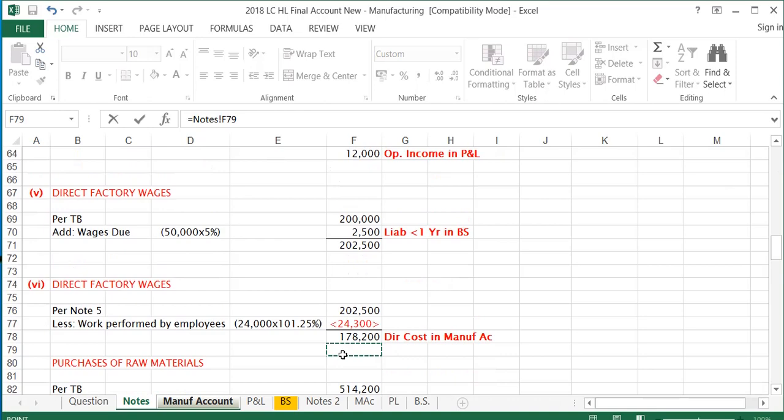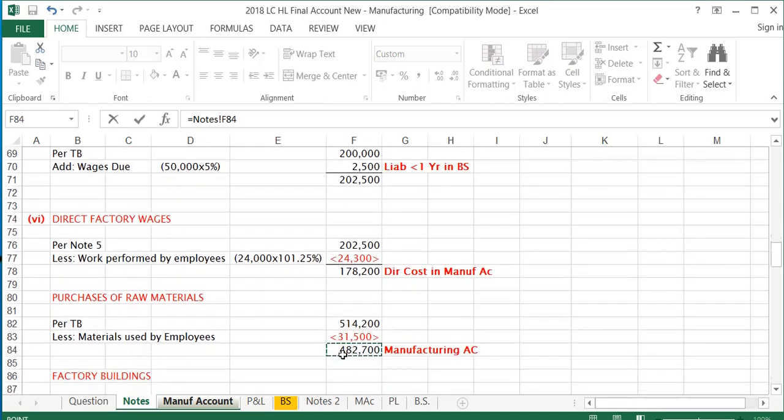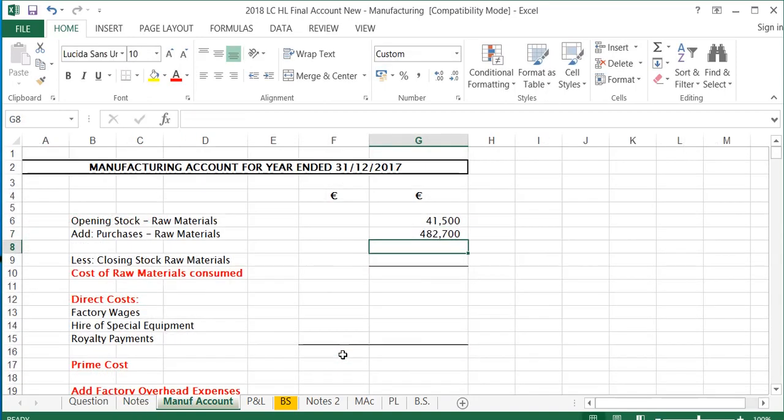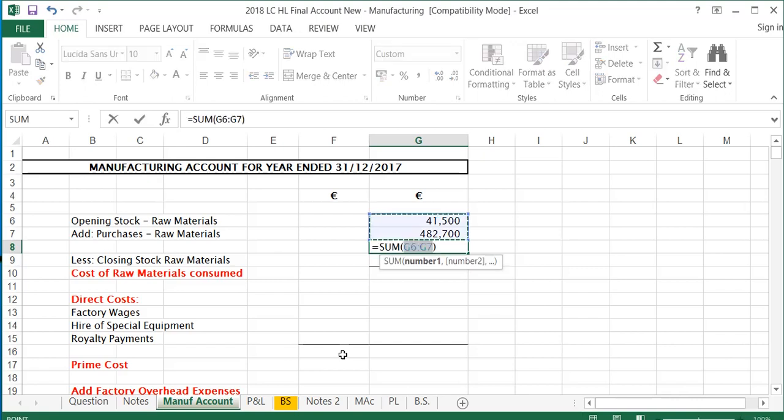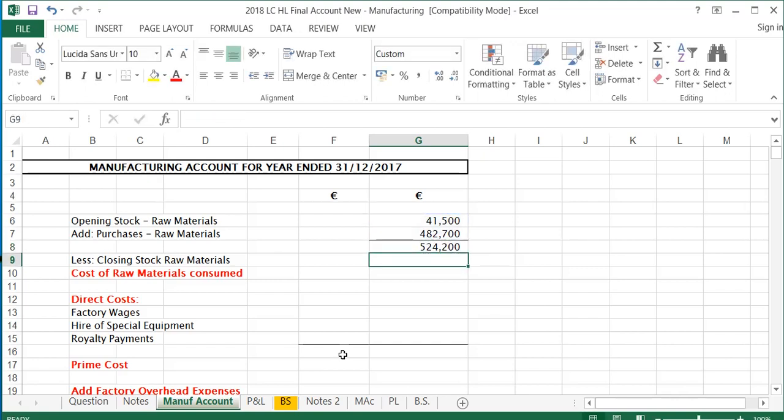So purchases of raw materials should be 482,700. I'll add those, and I'm going to take away the closing stock of raw materials. And the closing stock of raw materials again will be coming directly from the question, 31,500. That's directly from the trial balance. There's no change to that, which will leave me cost of raw materials consumed of 492,700. Now I have to get my direct cost.